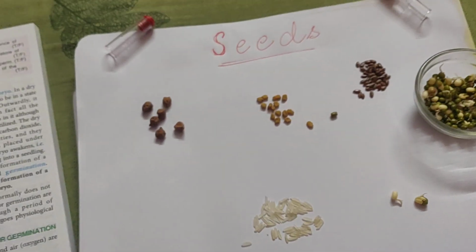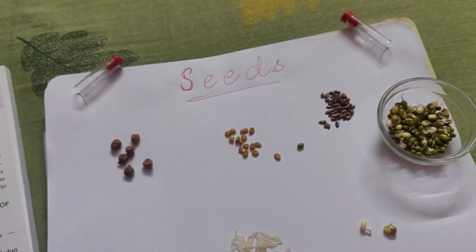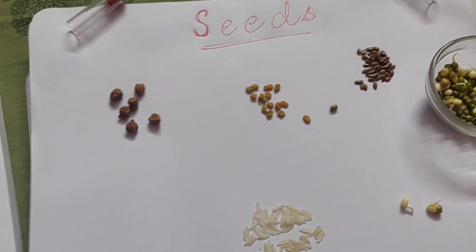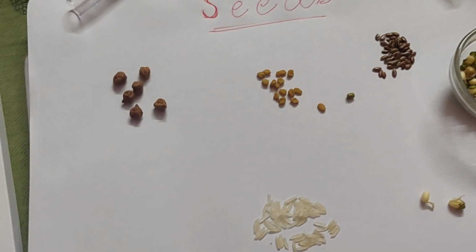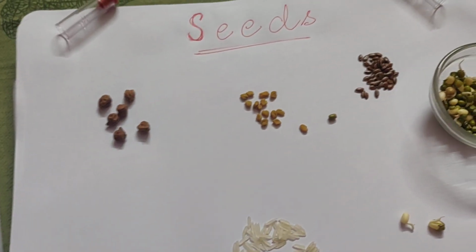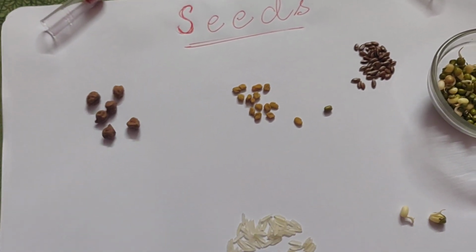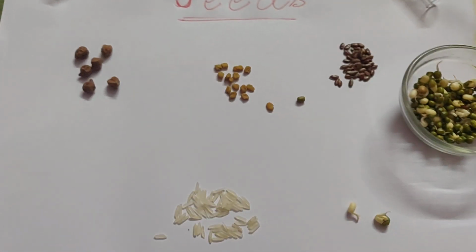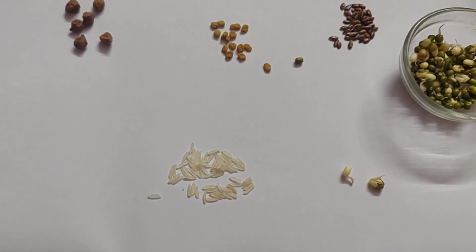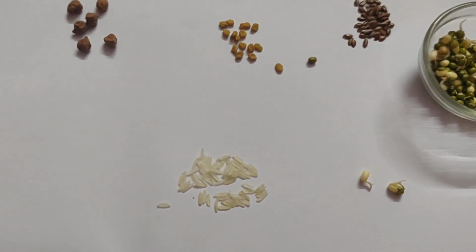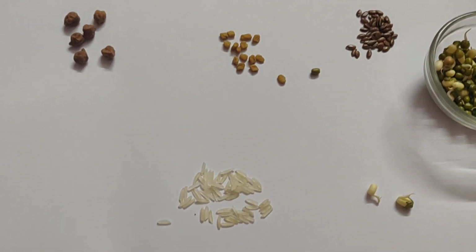Now, before we start with seeds, let me tell you that seeds, as we have learned earlier in the previous chapter, are ripened ovules. After fertilization takes place, the ovule changes into a seed, or the ovule becomes the seed.